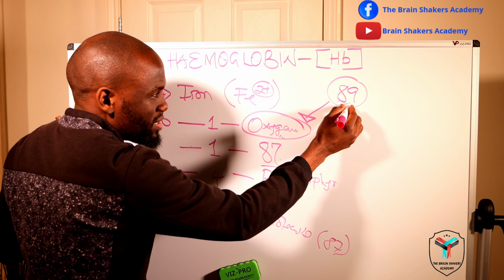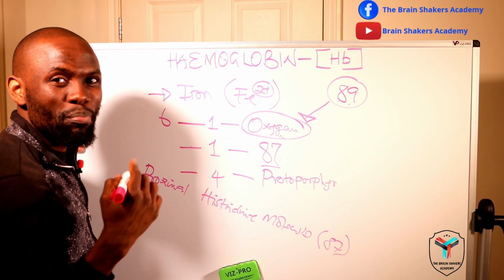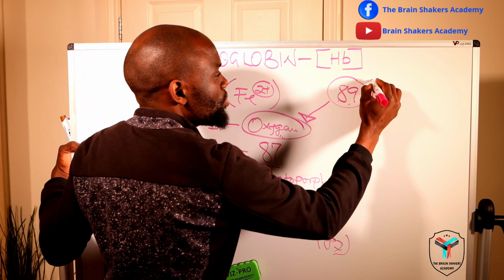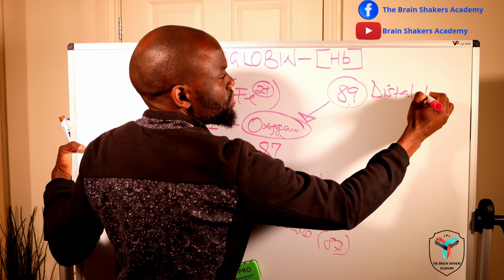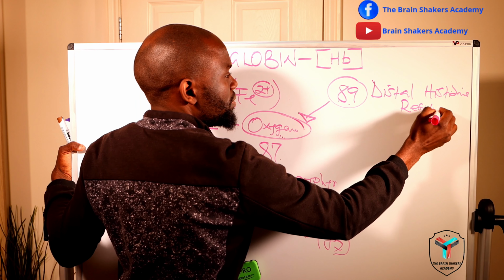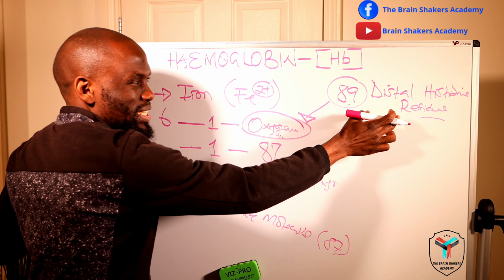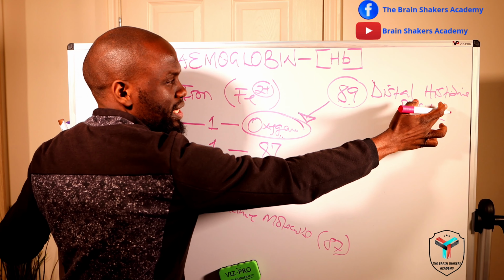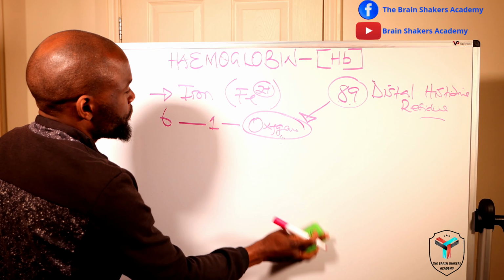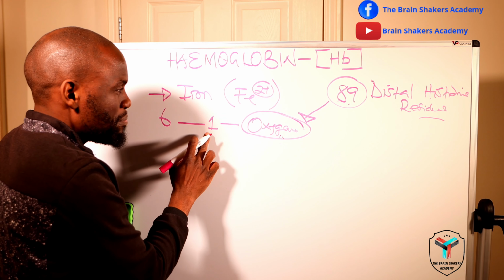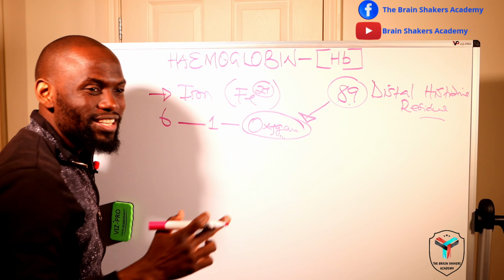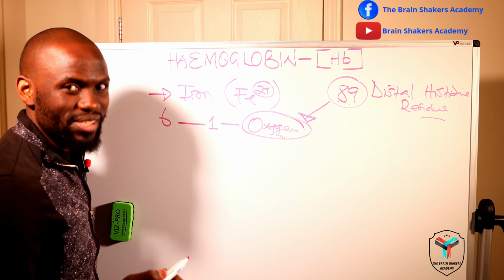Now, this position 89 houses a special type of histidine residue, which we call the distal histidine residue or molecule. Now, what is the role of this distal histidine molecule? It plays 2 key functions. The iron molecule has the capacity to bind to oxygen, and because it has the capacity to bind oxygen, it can also bind to carbon monoxide.